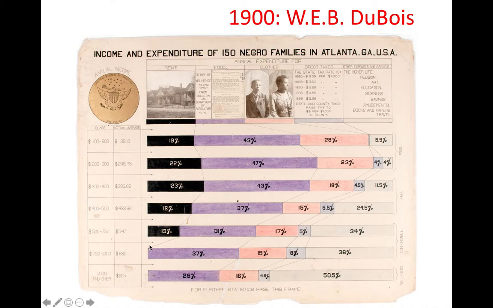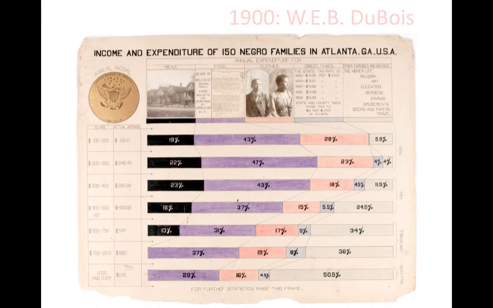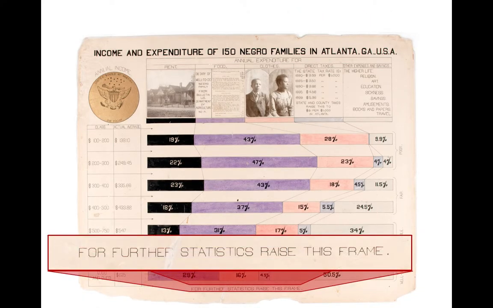And it takes great care to show them striving for what Du Bois called the higher life. Religion, art, education, books, papers, travel. Coolest of all, look at the bottom. Down there it says, for further statistics, raise this frame. This viz was 22 by 27 inches on cardboard, and it was the top image in a whole stack of vizes that attendees were encouraged to flip through.